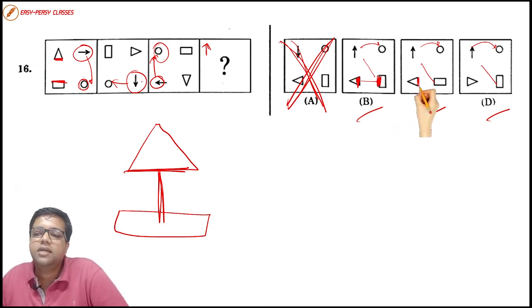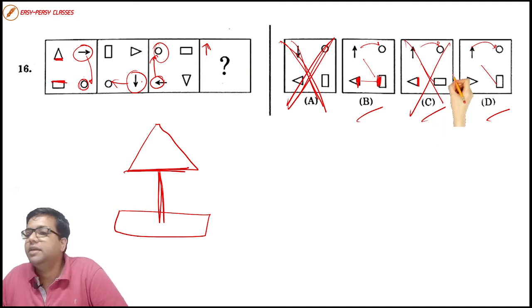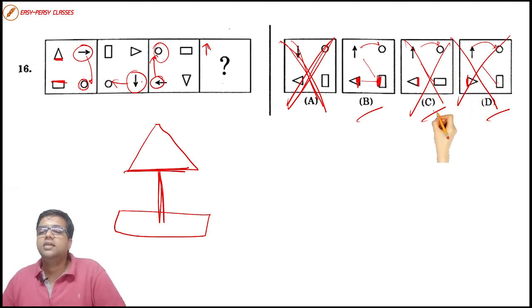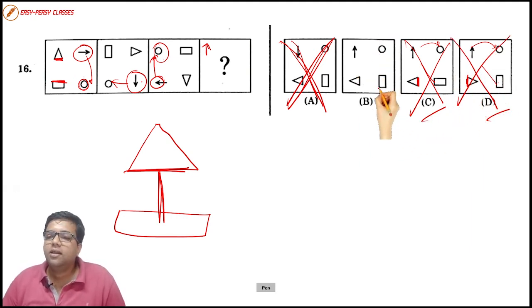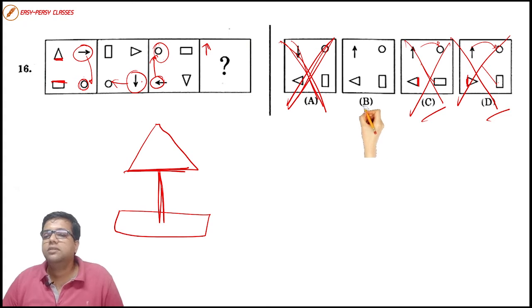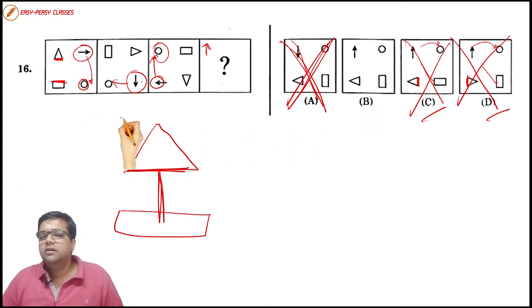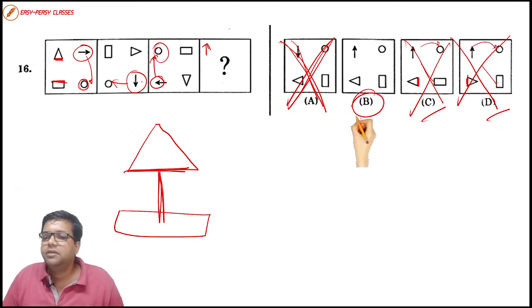The base of the triangle is not facing the length of the rectangle. Instead, it is facing the breadth of the rectangle. So option number C gets eliminated. The base of the triangle is not facing the length of the rectangle. So option number D also gets eliminated. Henceforth, the only right option we have, which matches with the sequence of figures in our question number 16, is option number B.